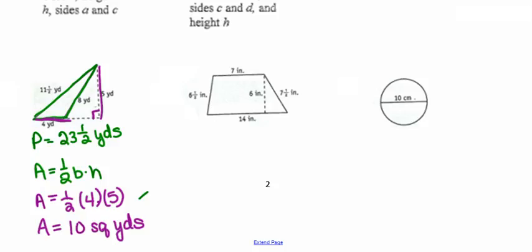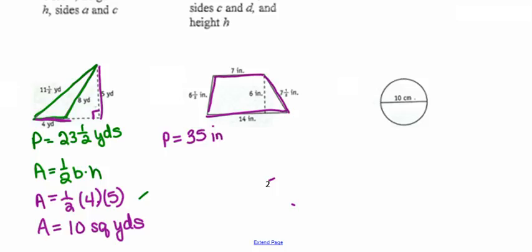Now, as far as the trapezoid goes, for the perimeter, he's just like any other polygon. You're going to take and add the lengths of all of his sides together. So the 7 plus the 6.5 plus the 14 plus the 7.5. I'm coming up with 35 inches.